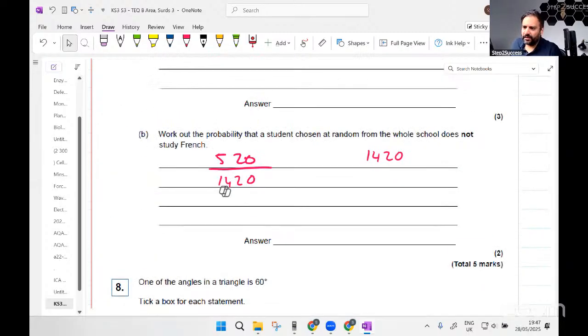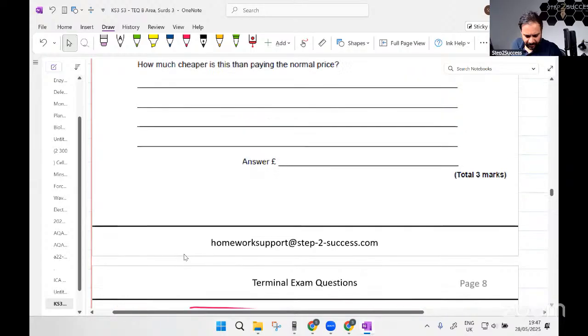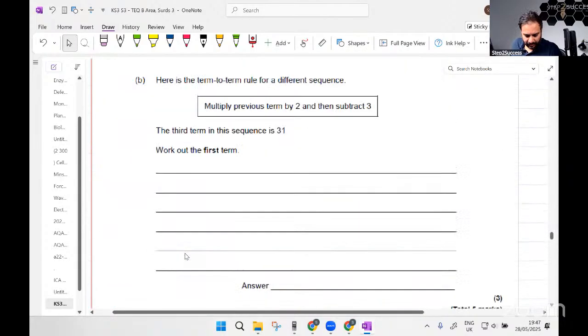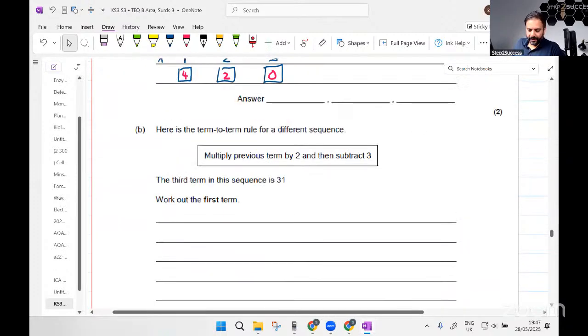And that's it, isn't it? 10, 7 done. Yeah. Oh, did I not do 11B? Did I do 11B? Did I miss one out? Oh, I did.